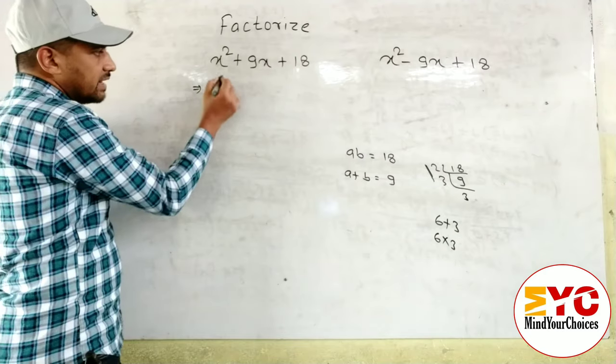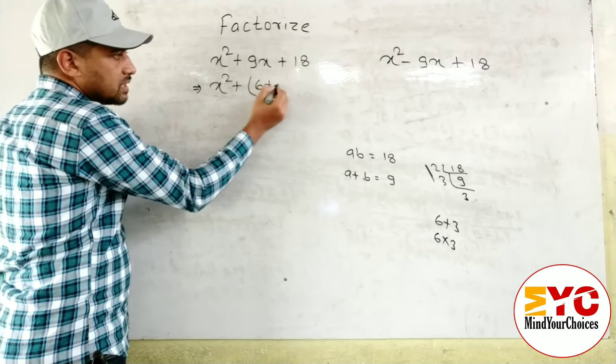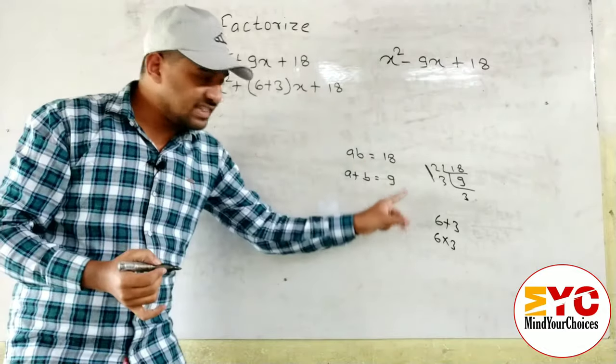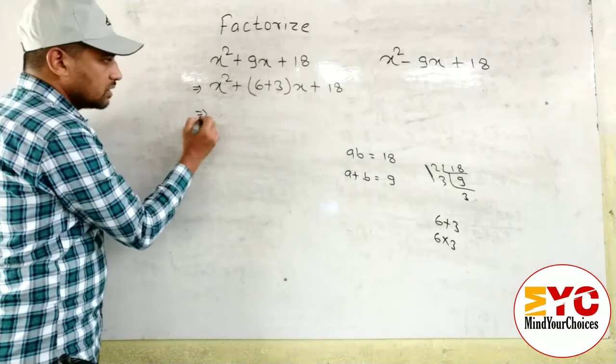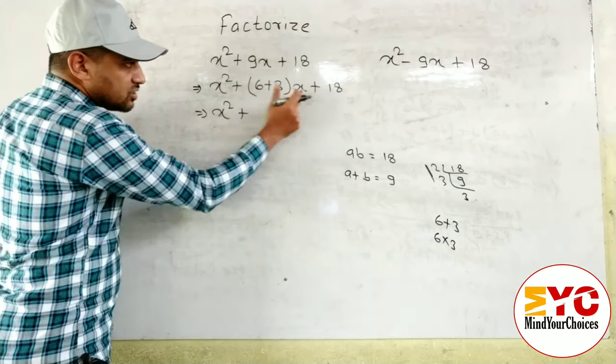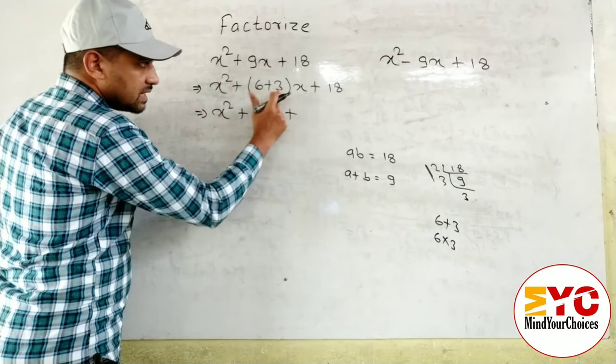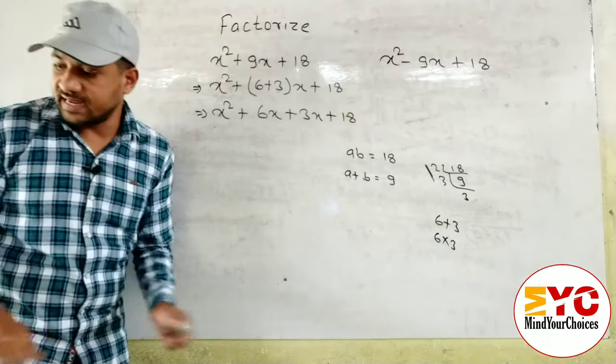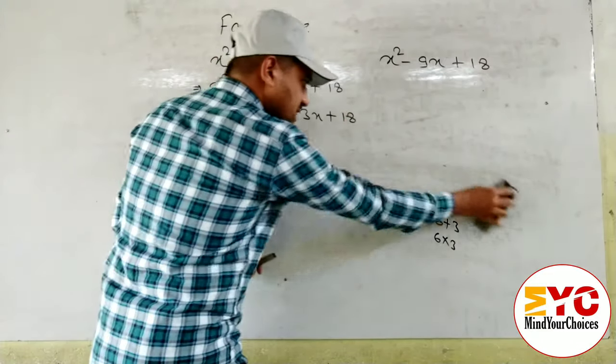So what do we have to write here? x square plus 6 plus 3, x plus 18. We have to find factors in this pattern. Okay, so x square plus 6 into x, 6x, plus 3 into x, 3x, plus 18. Hope you understand up to here. Now I'm going to erase this.